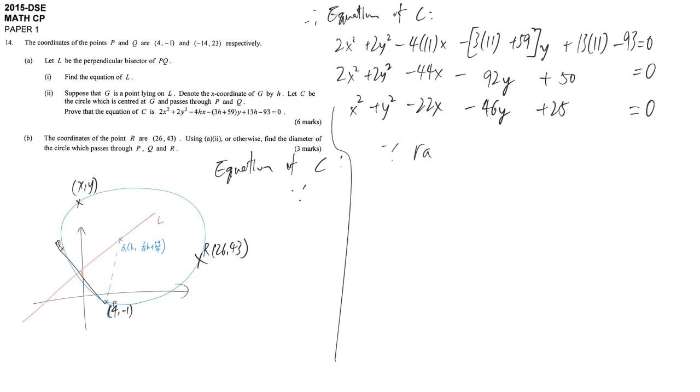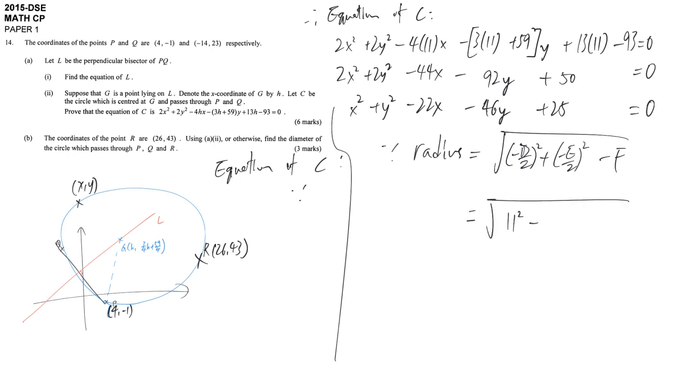So since radius is equal to... no matter whether you write down negative inside or not, it is no problem. So the radius is 25. That's why the diameter is equal to 50.